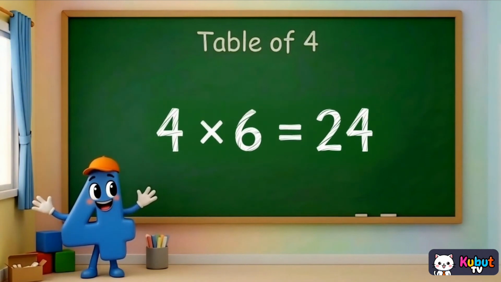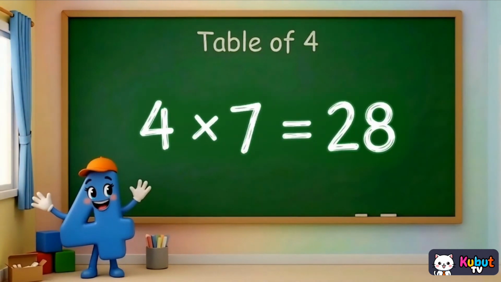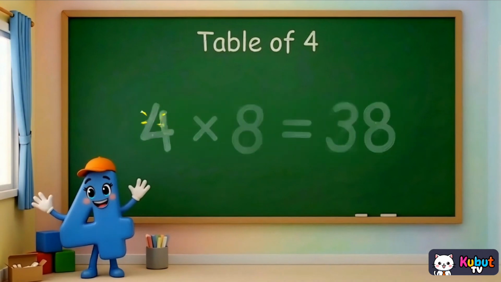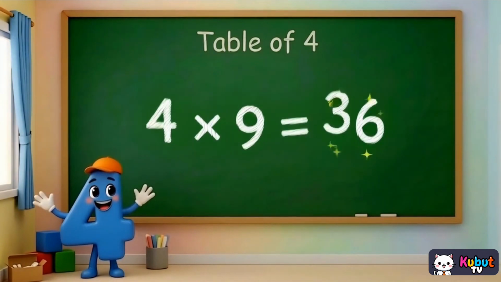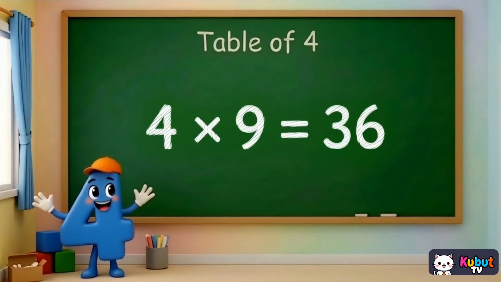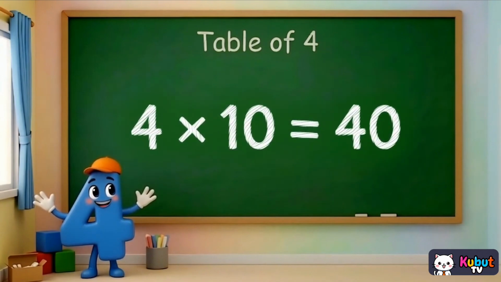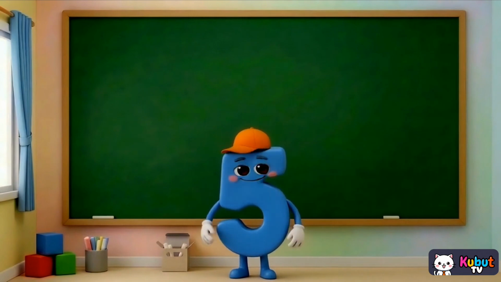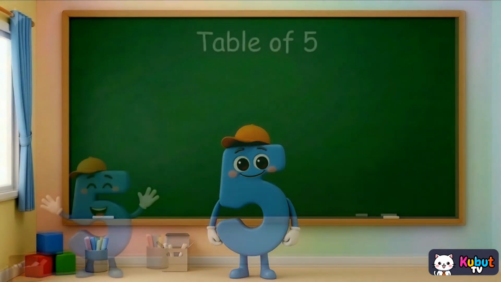4 sixes are 24. 4 sevens are 28. 4 eights are 32. 4 nines are 36. 4 tens are 40. Nice work! Now let's learn the multiplication table of 5.